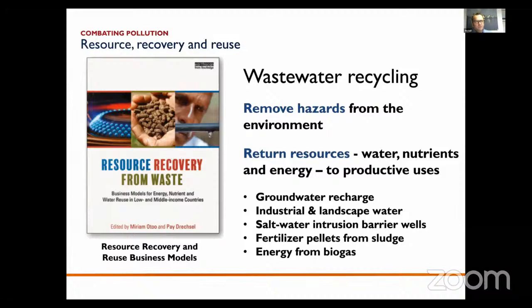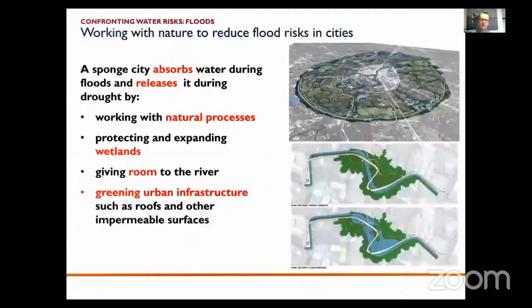And so there's a potential side effect here from very extensive wastewater recovery without putting enough water back into the environment. Meanwhile, resources, nutrients, energy, in particular from sewage, provide opportunities for fertilizers and energy from biogas.